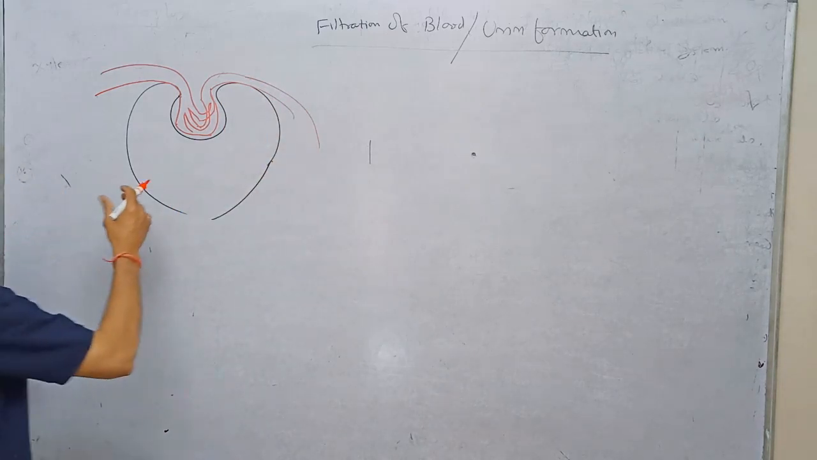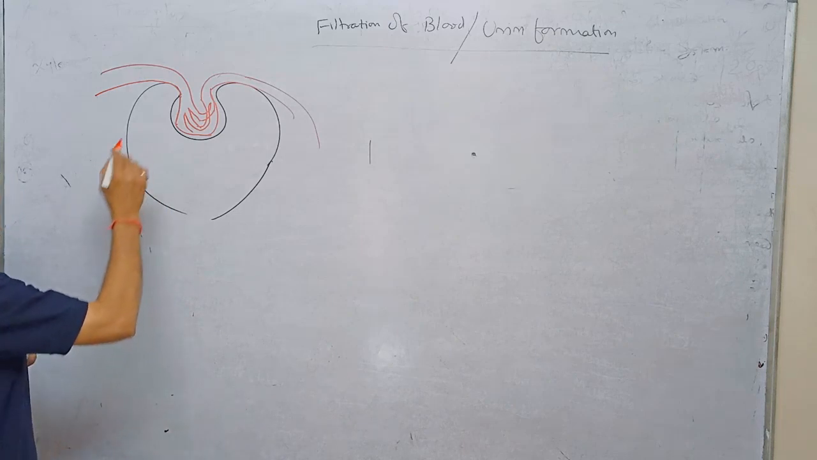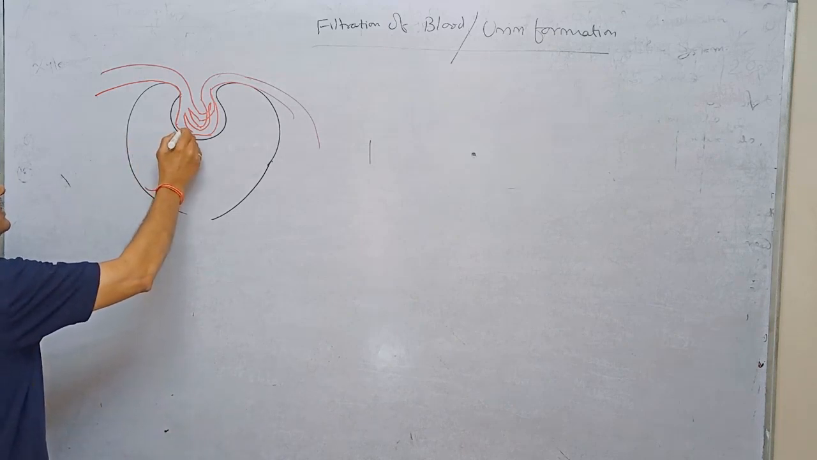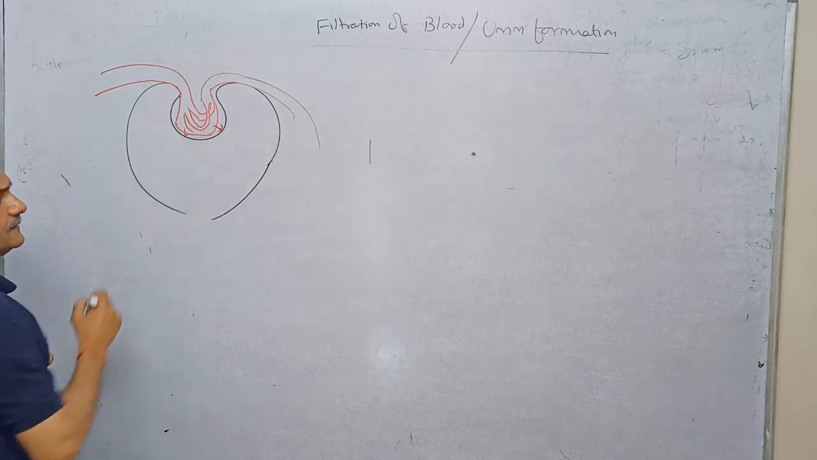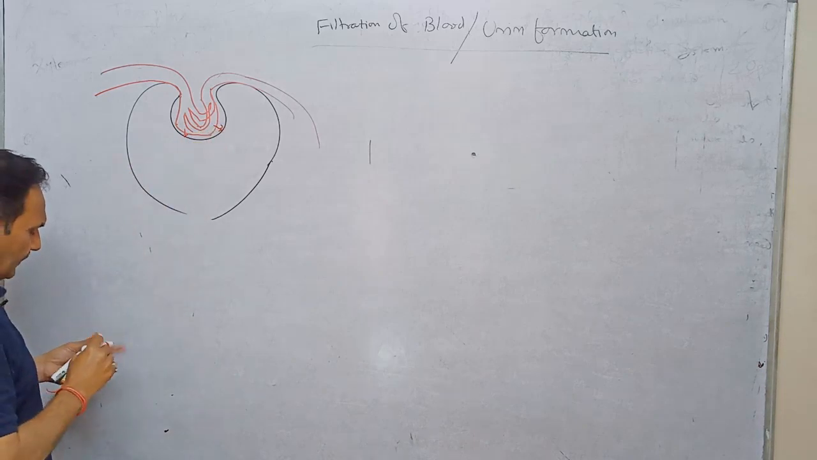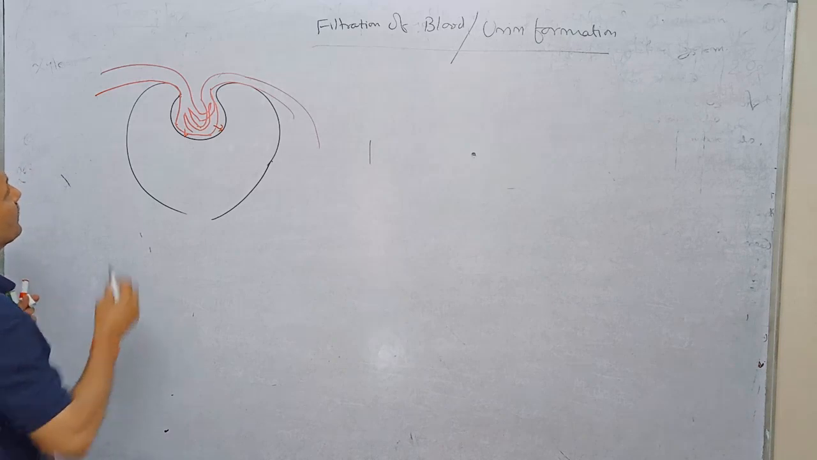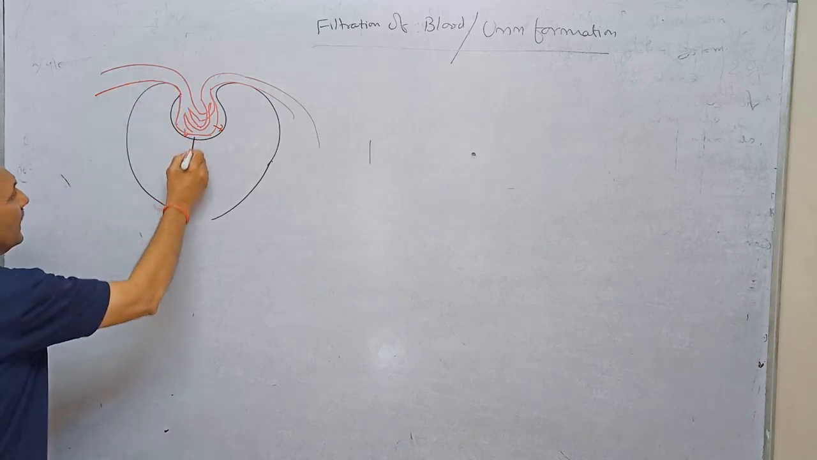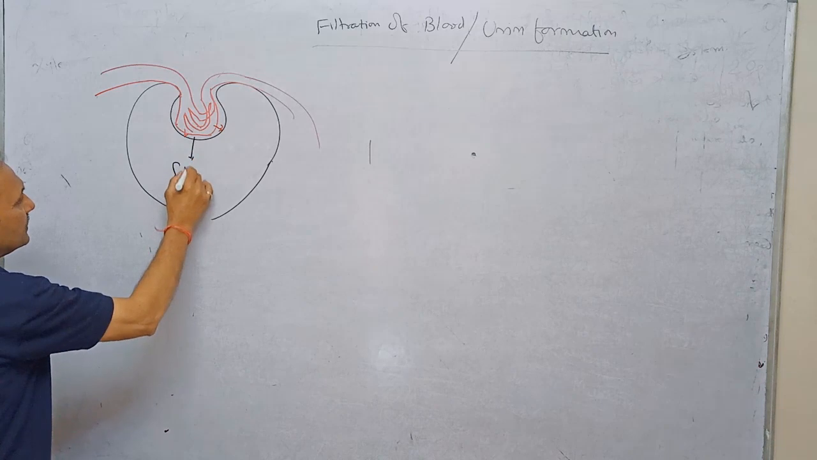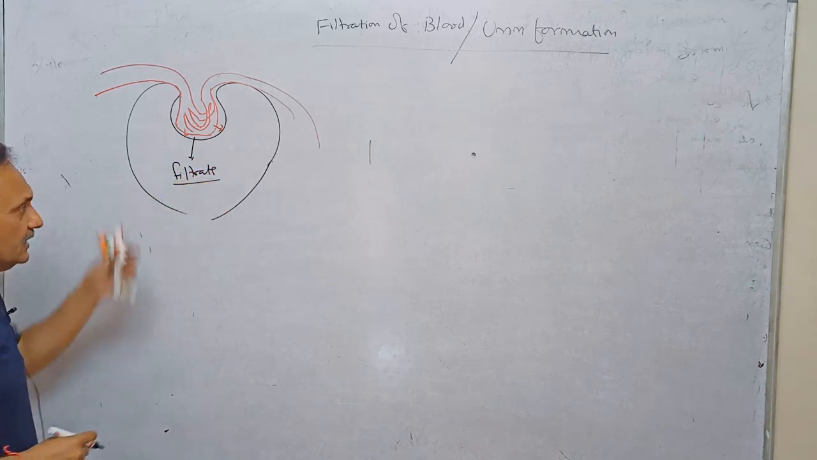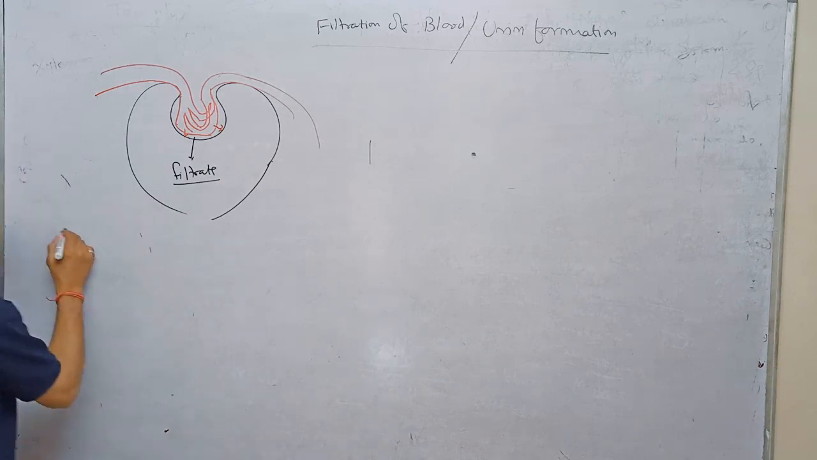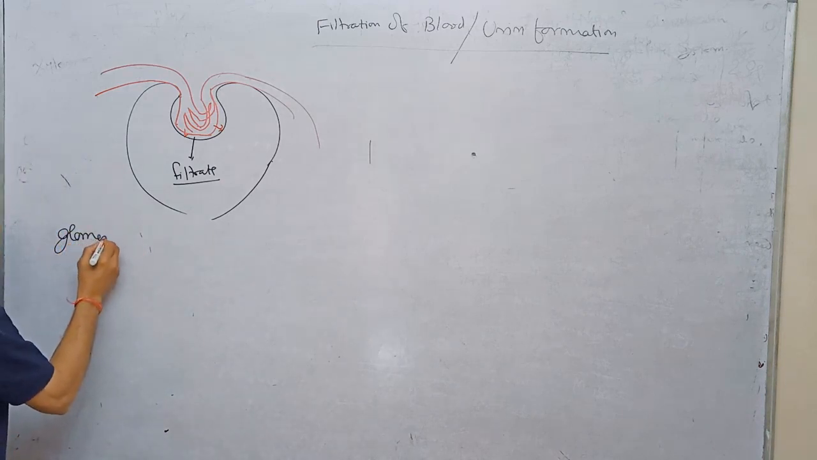What happens here? Due to a certain pressure and a certain permeability, the blood becomes filtered and the filtrate accumulates here. This process is called glomerular filtration.